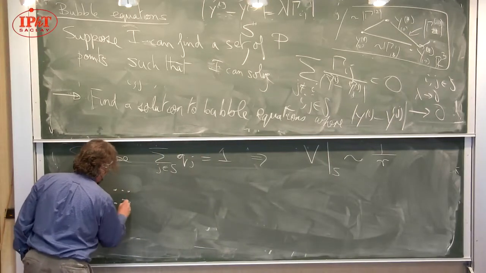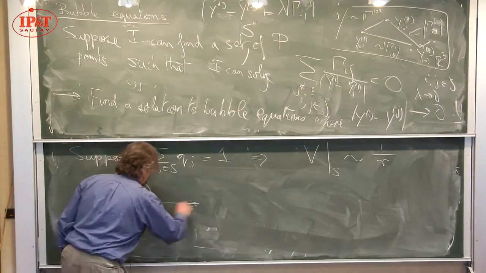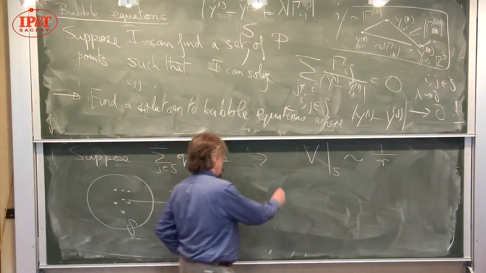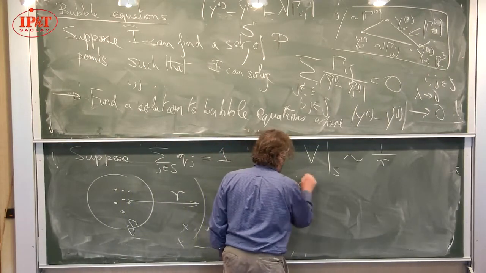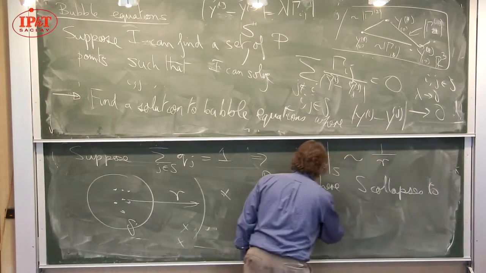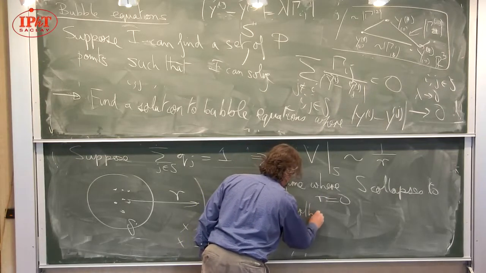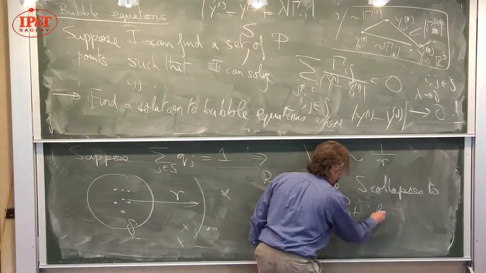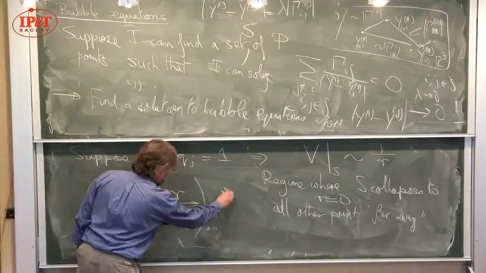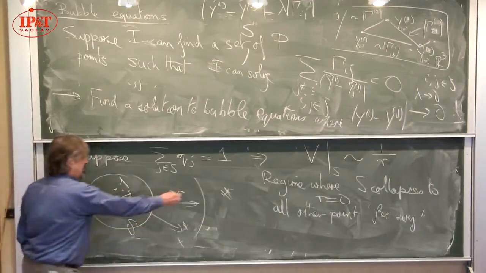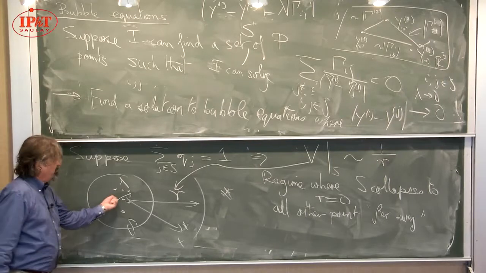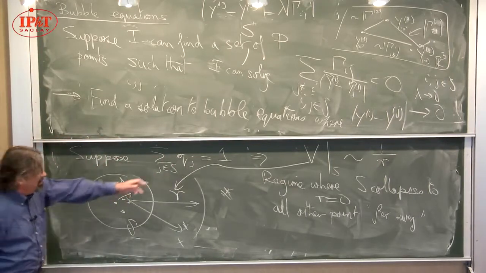Here's my set of points S. And I'm going to look at a region where this is R. And I'm going to scale these, and there are other Gibbons-Hawking points perhaps outside here, but I want to have an intermediate regime where S collapses to a point, let's say R is 0, and all other points are far away. So in other words, this scale is of order lambda, and this scale out here to these other Gibbons-Hawking points is large compared to lambda. And in this regime in here, V is going to go like 1 over R. So in other words, I collapse all these points. All it cares about is the value of the net Gibbons-Hawking charge here. So this looks like flat space.